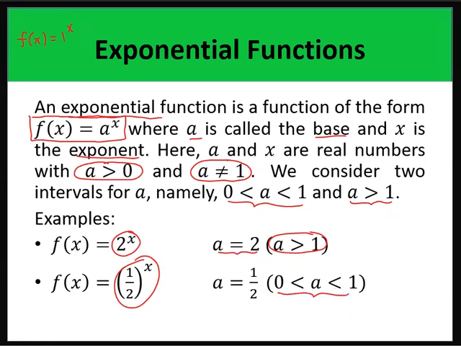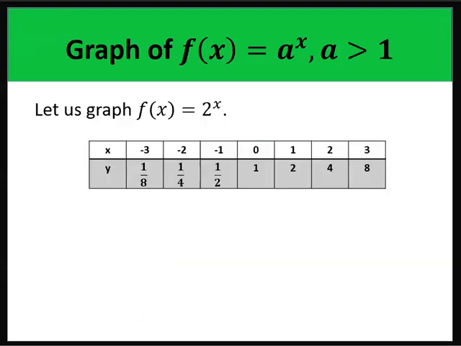Now, let's try to graph these functions. So let's have the graph of f of x equals 2 raised to x. In this case, the base is higher than 1. So if we use a table of values and assign x to be negative 3, negative 2, negative 1, 0, 1, 2, and 3, these will be the y values of the function.